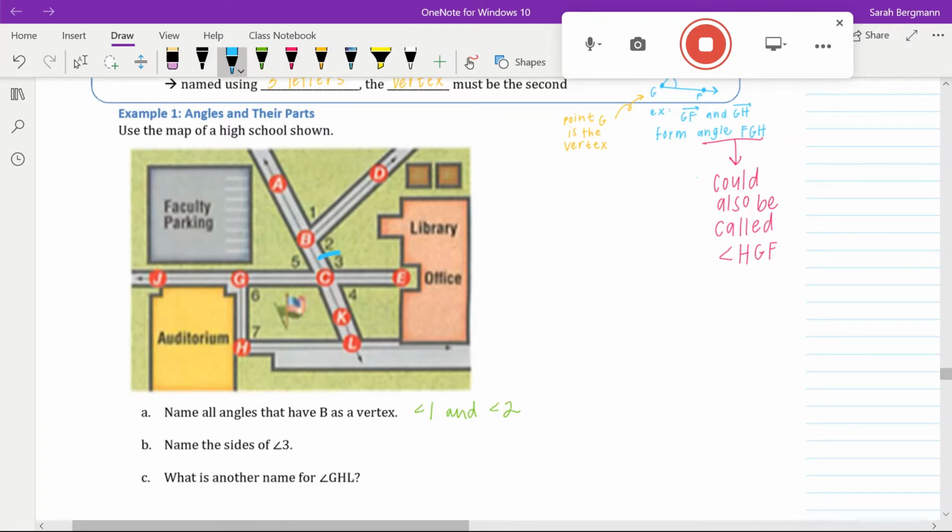Next it says name the sides of angle 3. So here's angle 3, and let's figure out which rays create angle 3. That would be these rays here. We can call these ray CA, which could also be called ray CB, and the other ray is ray CE.